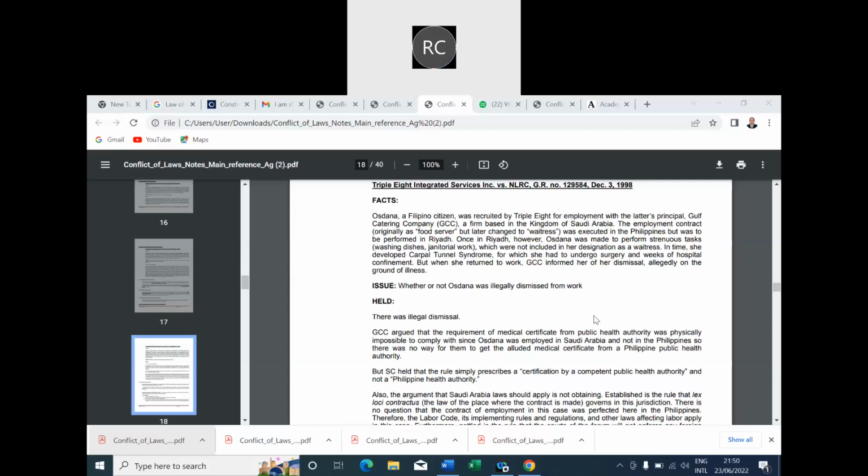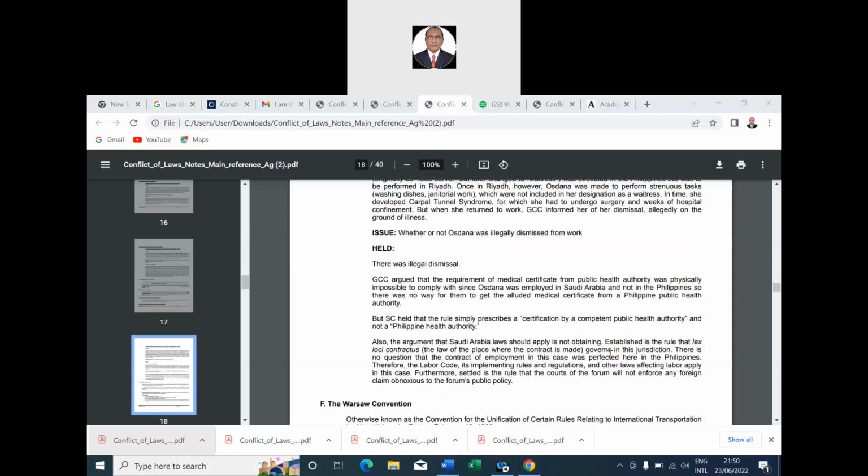At that instance, sometimes they will not inform, sometimes they will inform because of the emergency. So GCC argued that the requirement for the medical certificate from the Public Health Authority was physically impossible to comply with, since Osdana was employed in Saudi Arabia and not in the Philippines. So there was no way for them to get the medical certificate from the Philippine public authority.